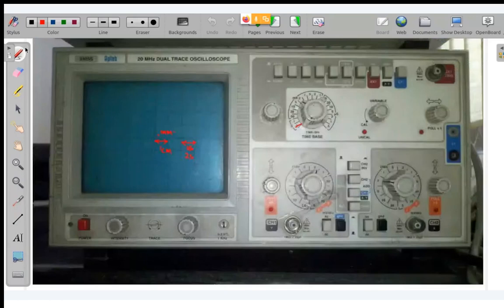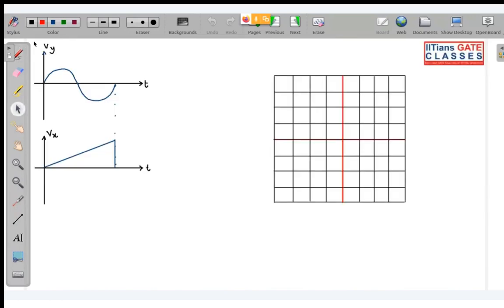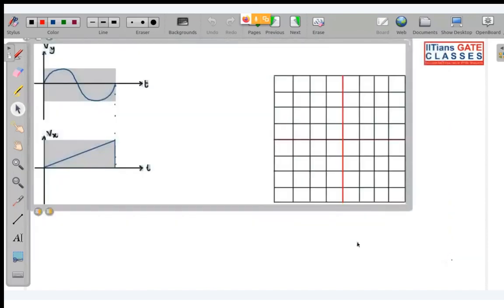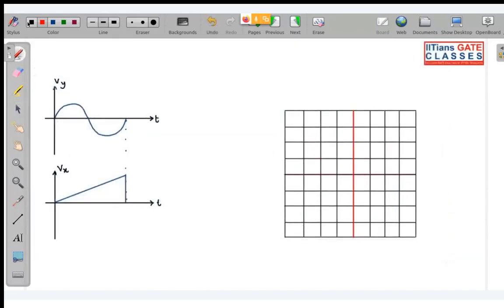So you can see, I have already explained to you the YT mode of CRO. In YT mode, we can measure your average value, RMS value, time period of the signal, frequency of the signals, all those things we can measure in the YT mode of CRO. Now, how do we sketch a signal using YT mode?